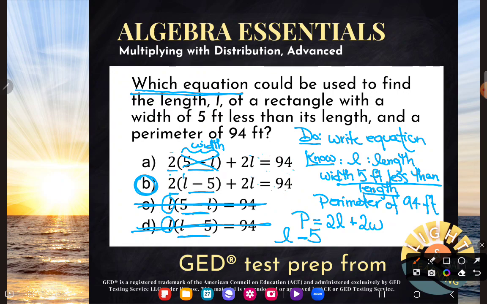I have 2 times the width. The width is 5 less than the length, plus 2 times the length, equaling a total perimeter of 94. All right, tricky. Now, I know writing expressions, equations, and inequalities is challenging, but the great news is on the GED, we don't have to write them from scratch. We just have to find the right one out of a list, and that's a simpler skill. Although we will look later at writing these by hand if you really want this skill for college.